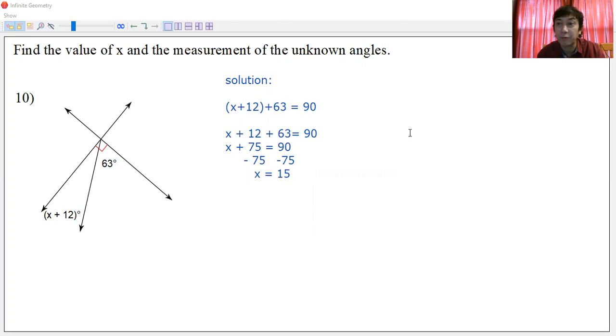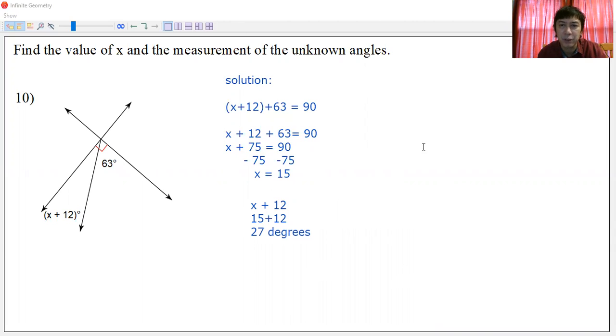Next thing to do is solve for one of the angles. The other angle is already given at 63. So we only need to get the x plus 12 angle. So we will have 15 plus 12. And so the value of the other angle is 27 degrees. That should be the answer.